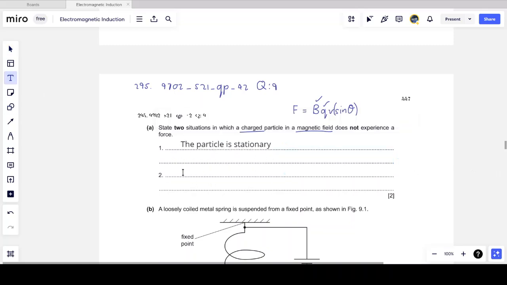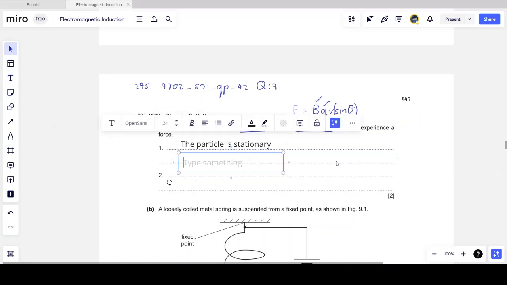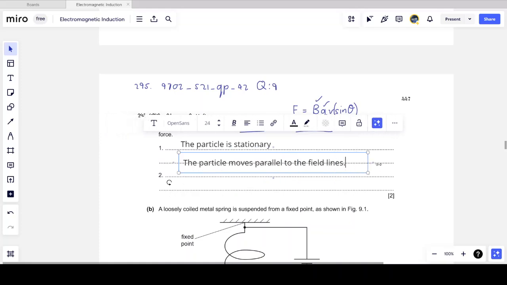And what will be the second scenario? Well, the second scenario will involve theta. If sine theta is equal to 1, I have the maximum force. But is there any point where sine theta equals 0? Yes, when theta equals 0. If theta is 0, that means the motion of the particle and the field lines are parallel. So the second scenario happens when the particle moves parallel to the field, or to the field lines, to be more precise. And so the particle moves parallel to the field lines.